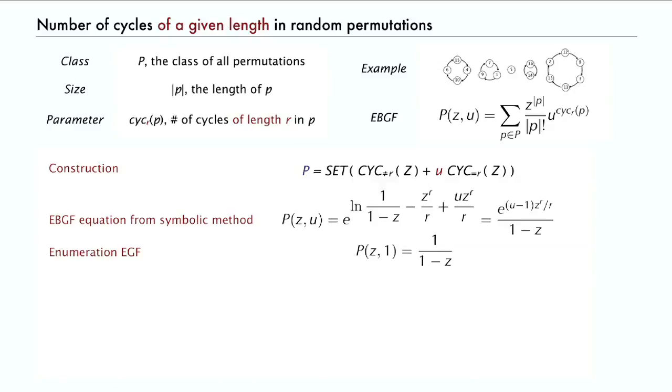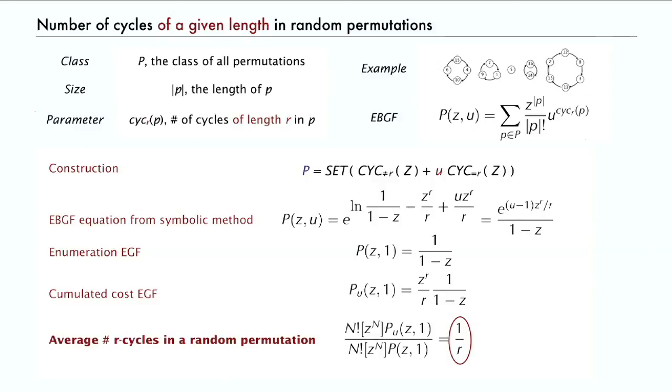Of course, if you evaluate that at u equals 1, then we just get 1 over 1 minus z as before. If we differentiate with respect to u and evaluate at u equals 1, it pulls out z to the r over r. If we take the coefficient of z to the n and divide, then we get 1 over r. The average number of r cycles in a random permutation is 1 over r. And that's an interesting result. There's one 1-cycle, there's half a 2-cycle, a third of a 3-cycle. So most of the cycles are going to be small in a random permutation.